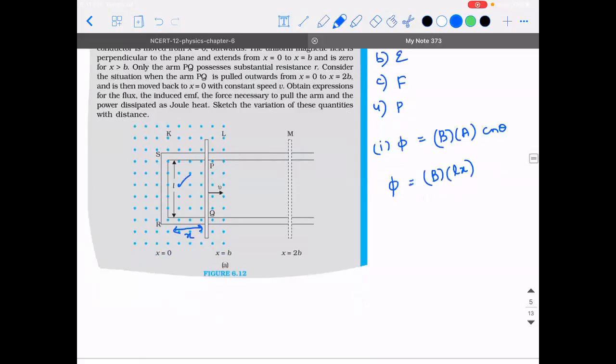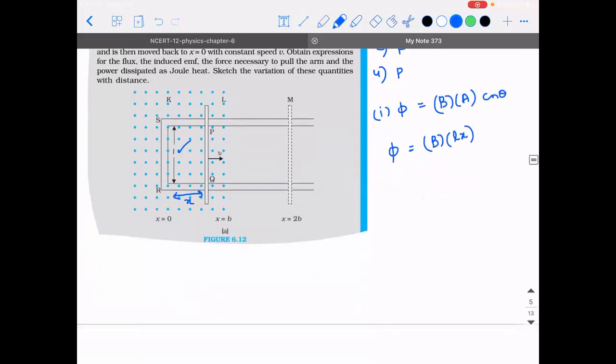Now look at the way I'm going to solve this. Flux is equal to B into L into X for all values of X that lie less than or equal to b and greater than 0. Correct? Because only till X is equal to b, the value of X is going to change. After that, flux is equal to B into L into small b for all values of X greater than b. Guys, are you accepting this?